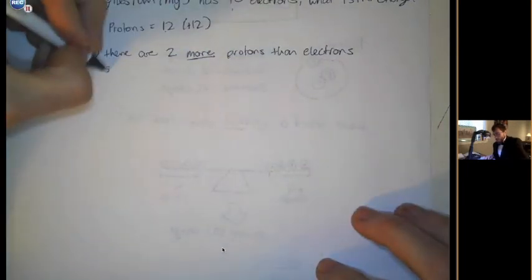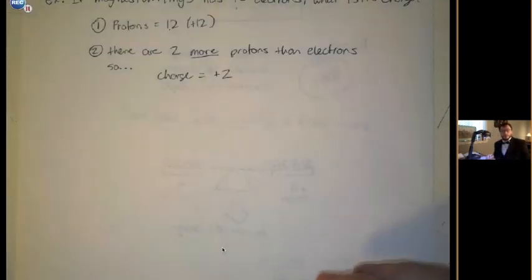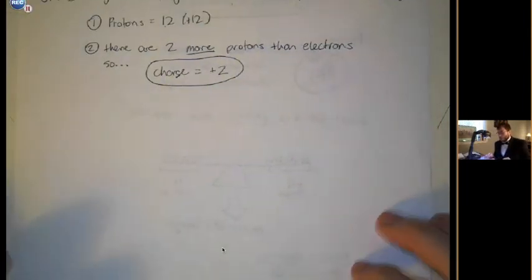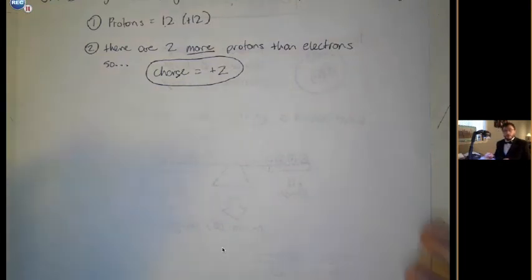So what does that mean, Mr. Quering? That means that this atom's charge is positive 2, because it has 2 more protons than electrons, and protons have a positive charge. So that'll leave it with a positive 2 charge.